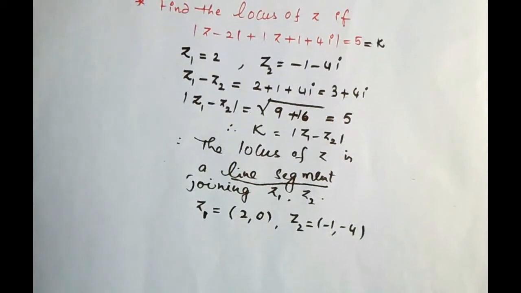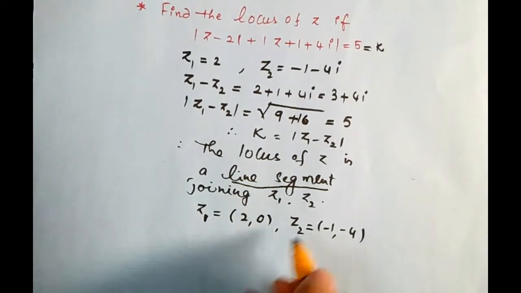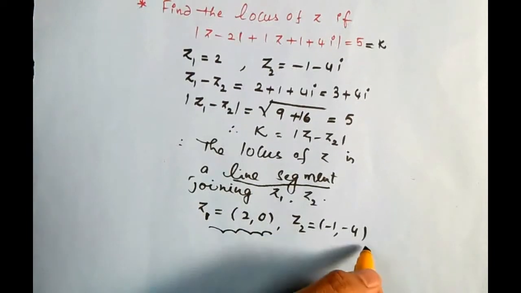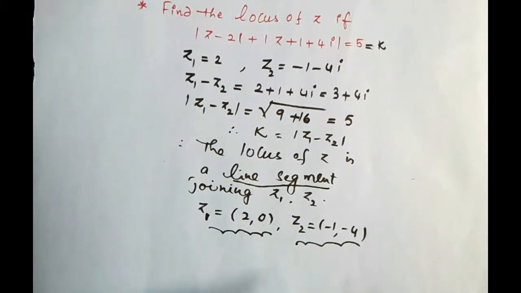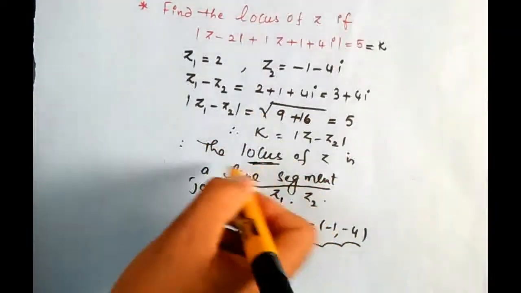That is Z2. So if you want to find what that line is, because it is 2D geometry, we know how to find the equation of the straight line joining two points. You can use the two-point form and obtain the equation.